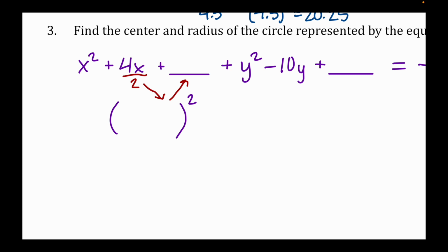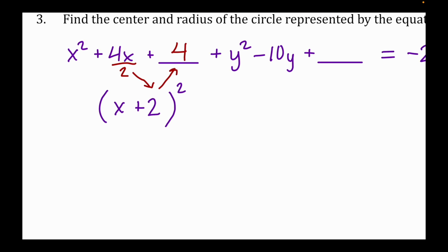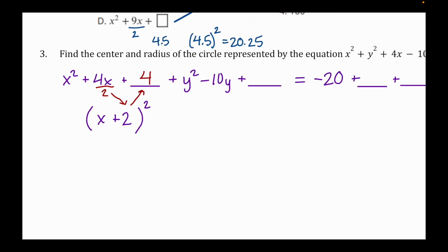So this divided by 2 is going to give me positive 2. So both the sign and the number are the same. And it just so happens that 2 times 2 is the same as 2 plus 2. So this number also becomes 4. And I should be adding 4 to both sides. So as soon as I fill in that blank there, I'm going to fill in my first blank on the right-hand side and say that one's also 4. And then we're just going to repeat this process for the y terms as well.